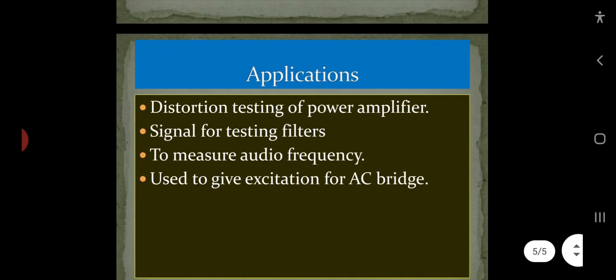And what are the applications? This oscillator can be used for distortion testing of power amplifiers, it can provide signals for testing filters, it can be used to measure audio frequency, and it is used to give the excitation for AC bridges. So this was the whole Wien bridge oscillator.